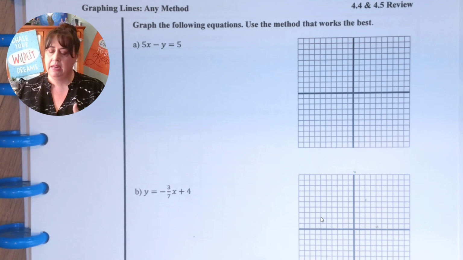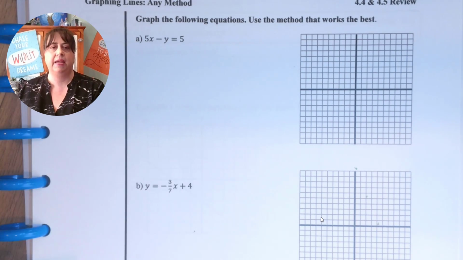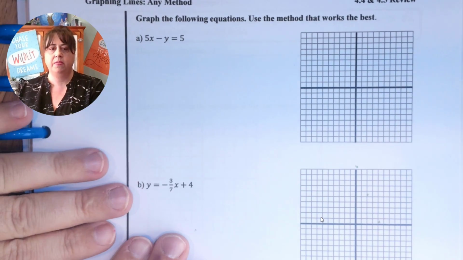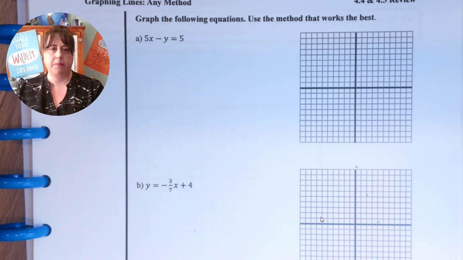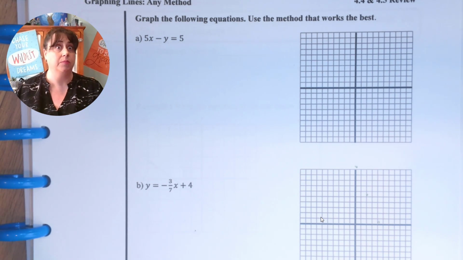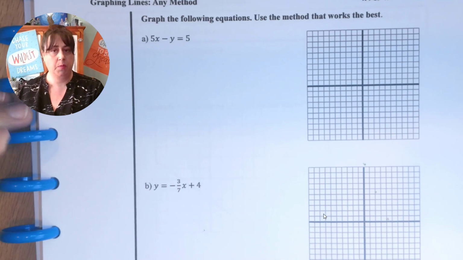So when you look at today's lesson, we have two different examples. This one is in standard form and this one is already in slope-intercept form. When you look at them, make sure you don't get overwhelmed. Look at it and say, I can do this problem, no matter what it looks like.